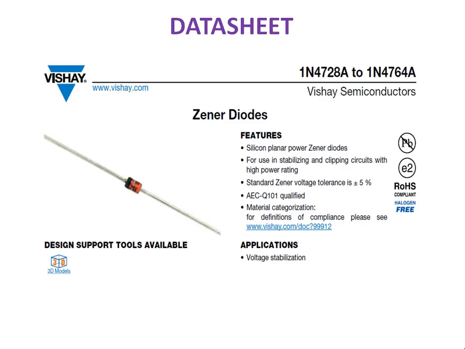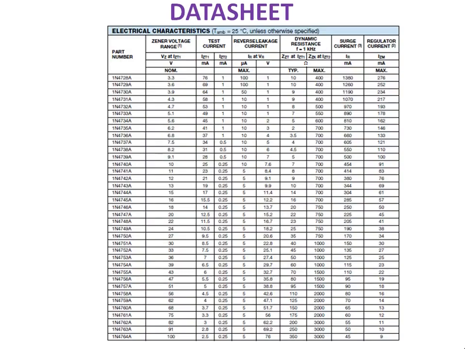So this is the data sheet of a Zener diode. Here you can see the breakdown voltage. It varies from 3.3 to 100 volt. It depends upon the diode. And here you can see the reverse saturation current. And these are the maximum currents that the diode can safely conduct in reverse bias. So please refer to it.